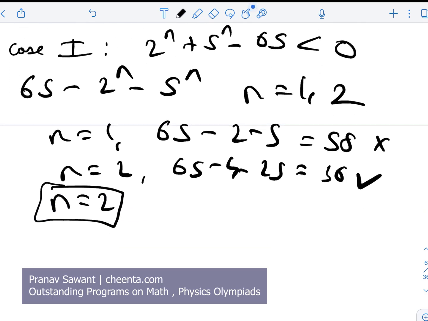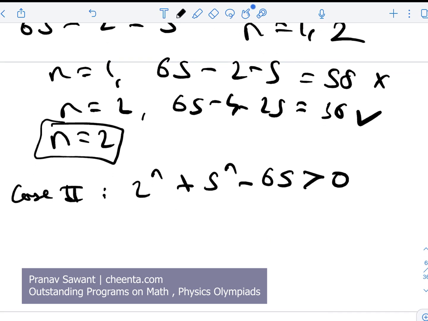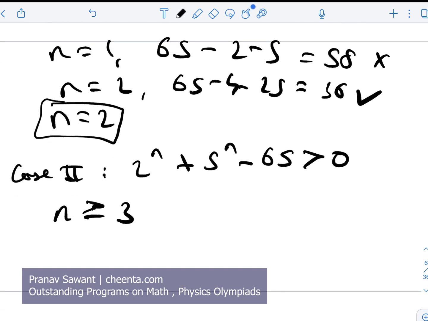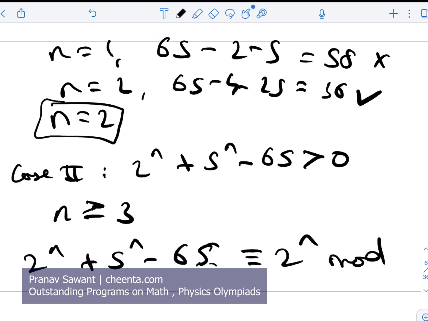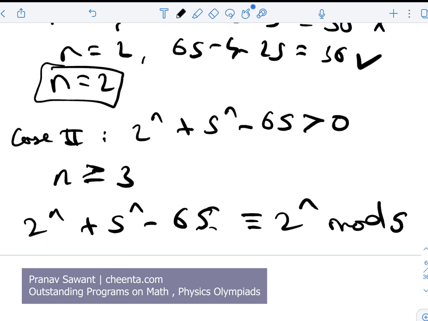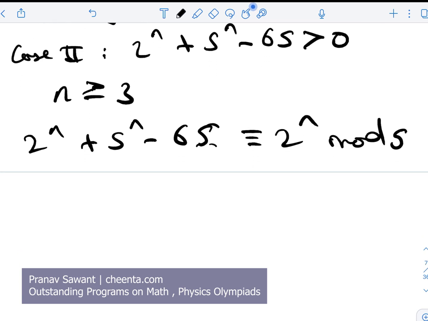So let's move on to case 2, where 2 raised to the power n plus 5 raised to the power n minus 65 is greater than 0. So the modulus opens positive. Now this obviously happens at n greater than or equal to 3. So we will have this expression 2 raised to the power n plus 5 raised to the power n minus 65 without the mod symbol. And if we reduce this mod 5, we will get 2 raised to the power n mod 5.